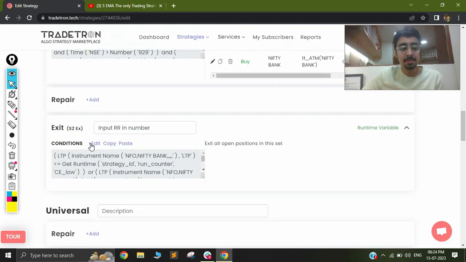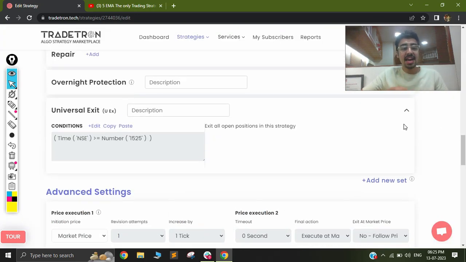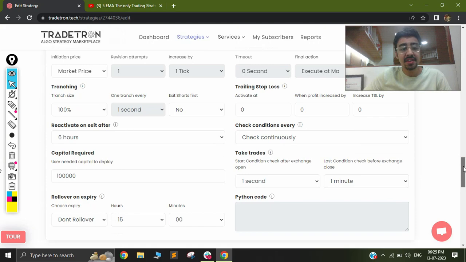Again, in my exit condition of set 2, you'll again find the number. So whatever RR you want, like let's say if you need a 3:1 risk reward, you can just select 3 out here, or you can change it based on your particular risk profile. And finally, I have my universal exit out here and my advanced settings set up this way.